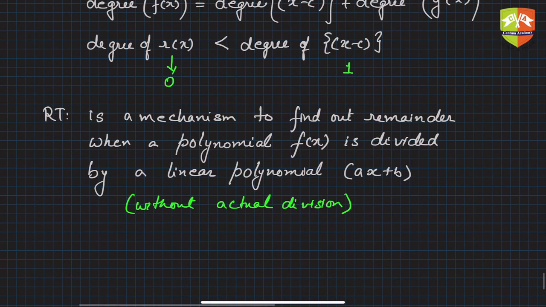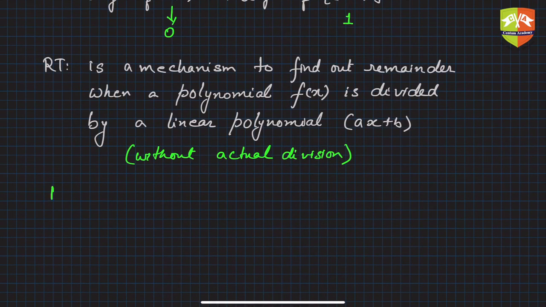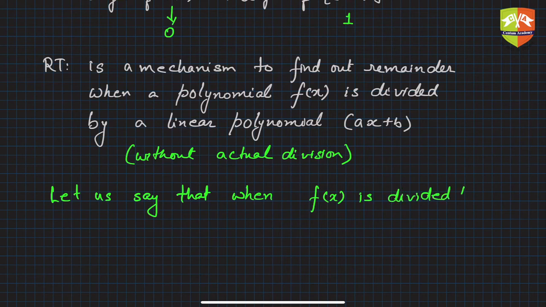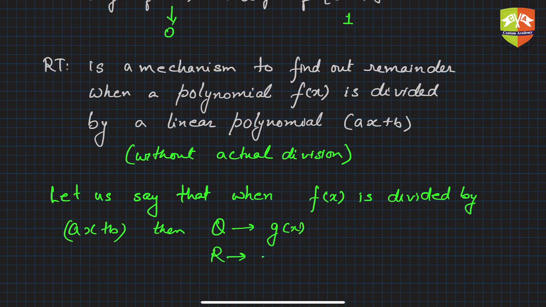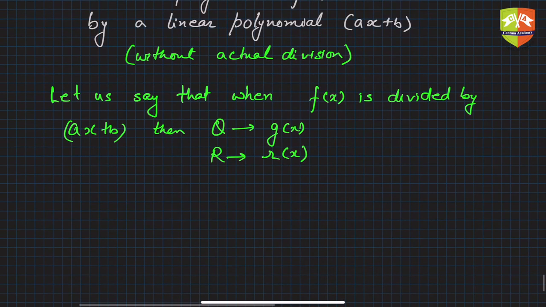So let us say if f(x) is divided by ax+b, the quotient is, let's say, g(x), okay? So we're saying that when f(x) is divided by ax+b, then the quotient is g(x) and the remainder is r(x). Let us say you are not actually performing the division, but you are saying that if you divide it you'll get these.